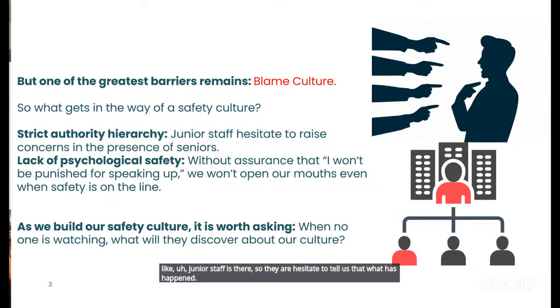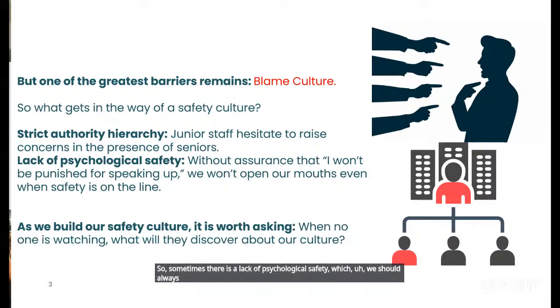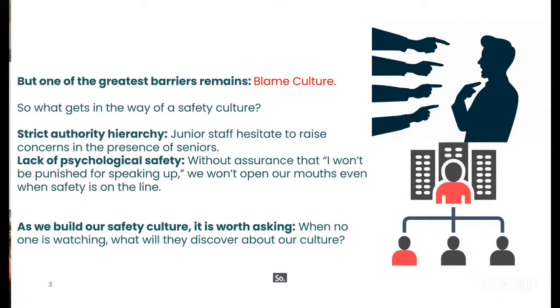We should not have a fear of telling what we have done wrong. It's always the acceptance part. If you accept, the RCA and CAPA will be well defined. Sometimes there is a lack of psychological safety, so we should always assure the staff that there is no harm in reporting any incident or any exposure. It's only for the betterment of the staff. So we should always speak up about what has gone wrong.